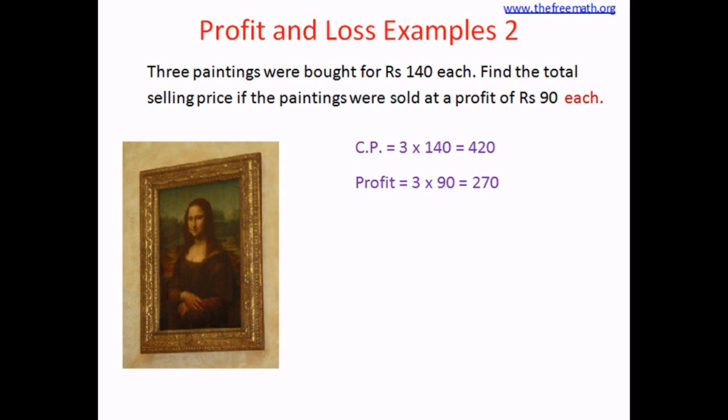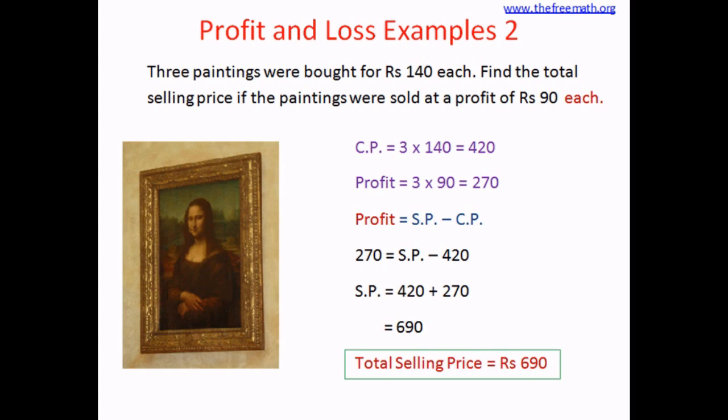And now it is easy to calculate the selling price. It's just like before. You have profit equal to selling price minus cost price and substitute all the values. 270 equals SP minus 420. That means SP is higher than 420 by 270 rupees. So add 270 to 420. The addition is quite simple. 400 and 200 equals 600. 20 and 70 equals 90. So the addition of these two numbers is 690. That means the total selling price here is 690 rupees.